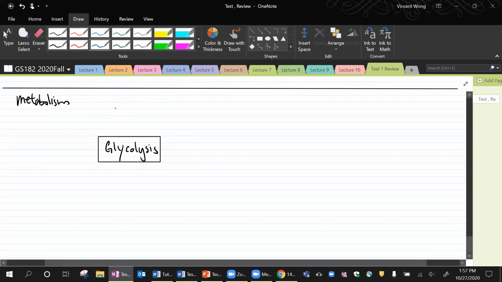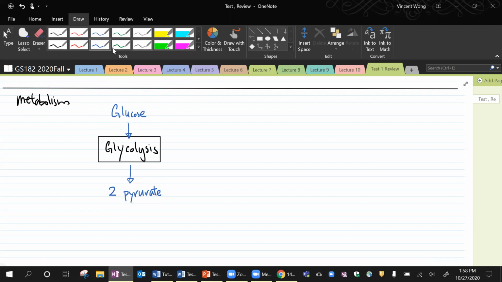So we start with glucose, right? Glucose, and then it will go into glycolysis, right? And at the end of glycolysis, it's going to spit out 2 pyruvate. Okay, 2 pyruvate. So 1 glucose becomes 2 pyruvate.